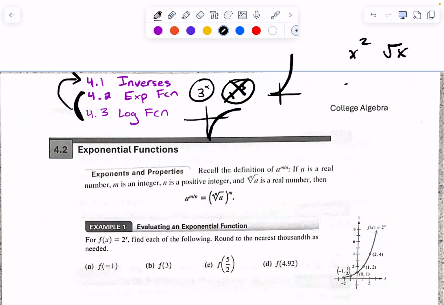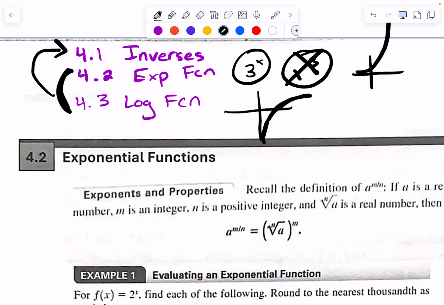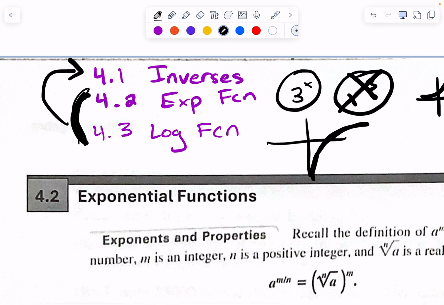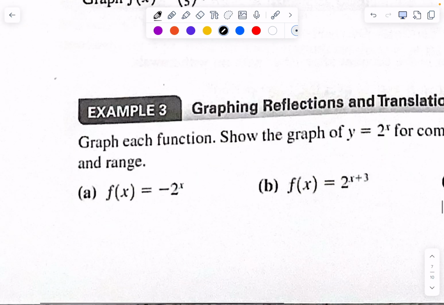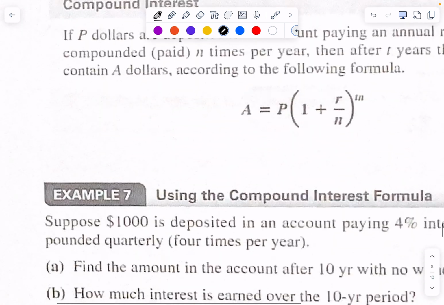The inverse of the cubic root of x is x cubed. What's the inverse of a linear function? Another linear function, right? Okay, so those are inverses of each other. They undo one another, but exponential and log functions undo one another as well. So that's why we learned inverses, and now we're doing exponential and log functions. Okay, so for example, I'm going to go down. Don't write anything. I'm just going to go down just to preface this.